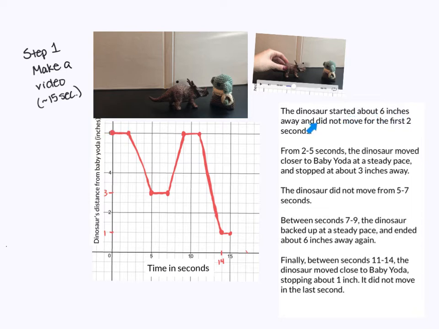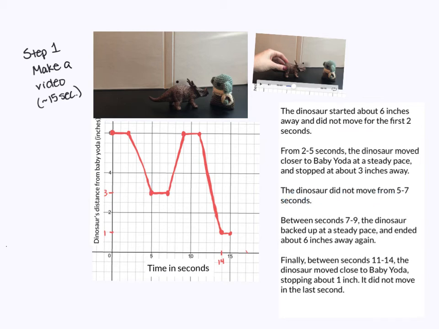That's right here. And it did not move for the first 2 seconds. That's why it's flat. From seconds 2 to 5, the dinosaur moved closer to Baby Yoda at a steady pace and stopped about 3 inches away. So this is the steady pace, moving closer and stopping about 3 inches away.